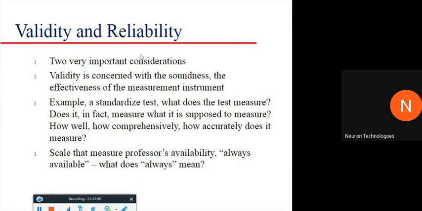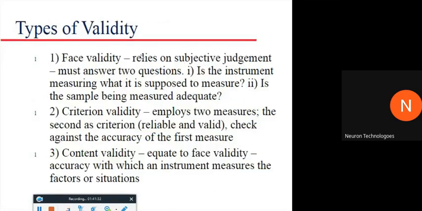Take a scale that measures professors' availability: always available. What does always mean? It can mean 24 by 7. You cannot say that a person is always available in the university or in the office 24 hours a day, because it means he's not going to go anywhere in the world, and he's not moving to the washroom or for food or lunch or something. So, types of validity: face validity, criterion validity, content validity.